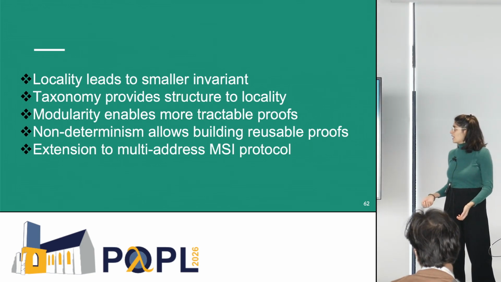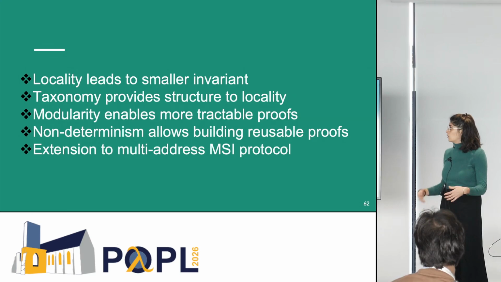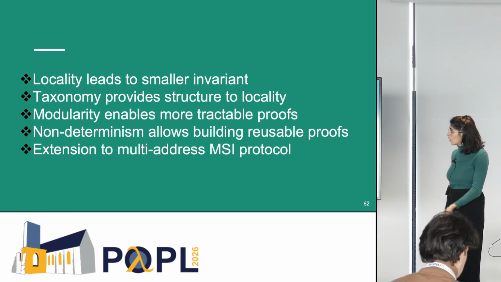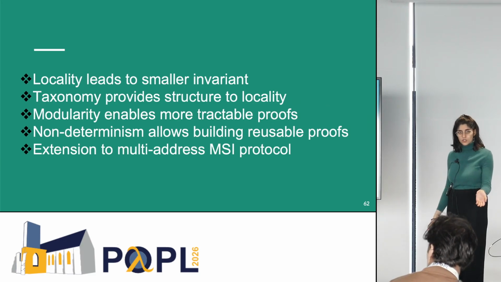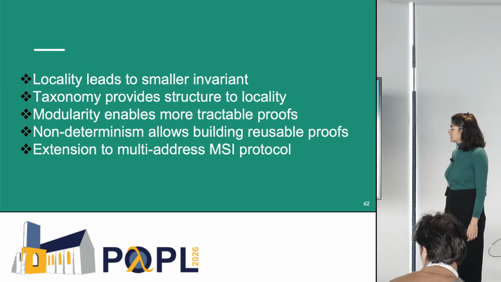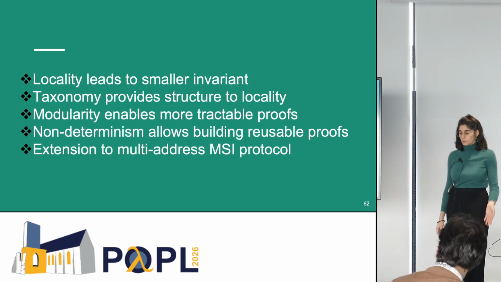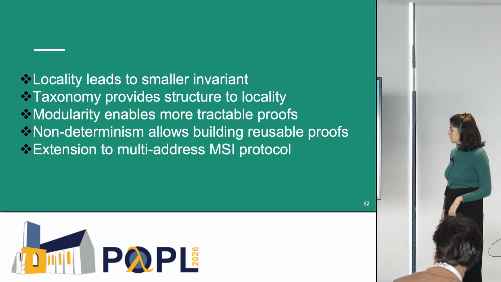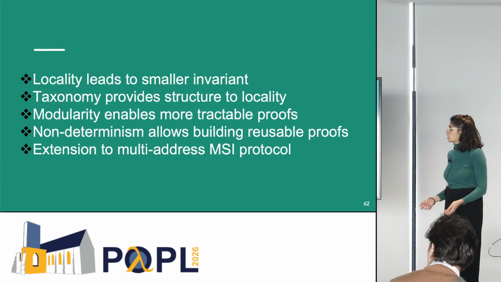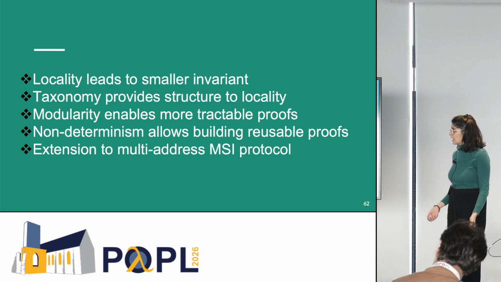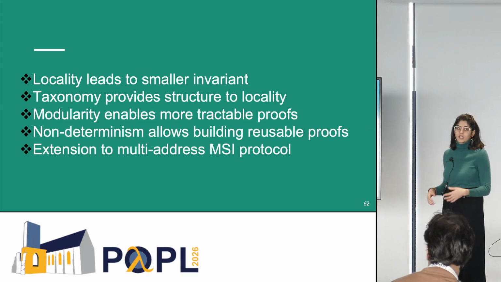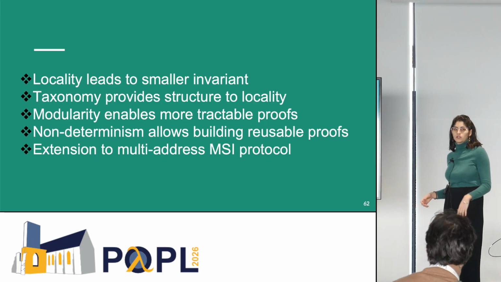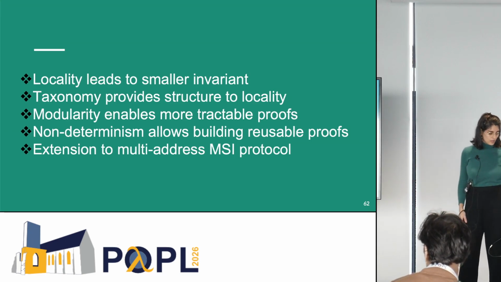So to summarize, during this project, we discovered that locality leads to smaller invariants, and that we are also able to classify these smaller invariants using the taxonomy that provides structure to locality. We also see how modularity enables more tractable proofs, and non-determinism allows building reusable proofs. In the paper, we also extend this to multi-address MSI protocols. A cool research question now can be, can we apply this concept of locality and modularity also to other protocols, for example? So I'm done.